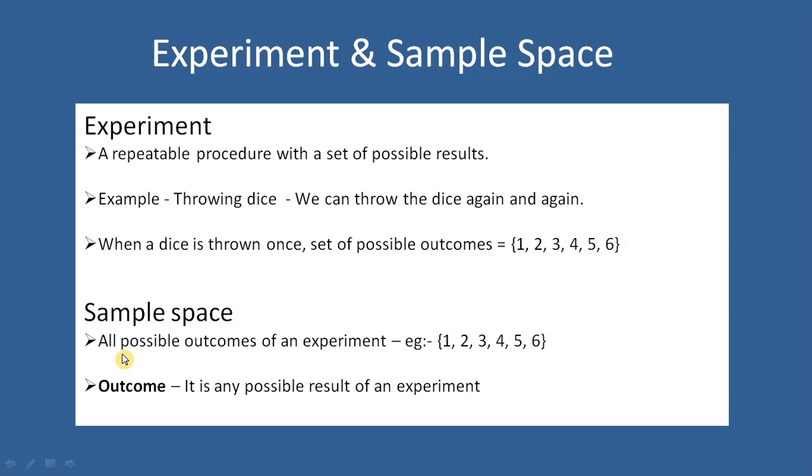So sample space is all possible outcomes of an experiment. In this example of throwing a dice, this 1, 2, 3, 4, 5, 6 is called the sample space. Outcome is any possible result of an experiment. This 1 is an outcome of the experiment of throwing dice, 4 is also an outcome. Similarly, 6 is also an outcome.